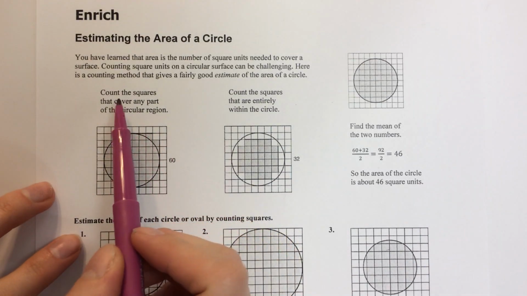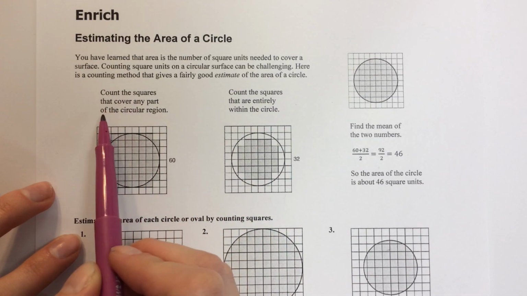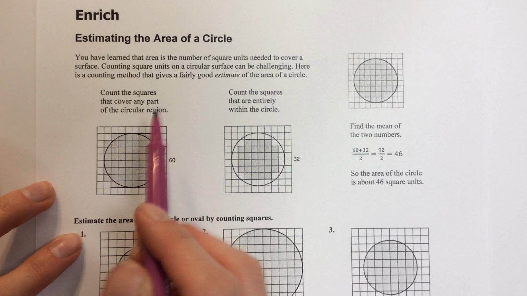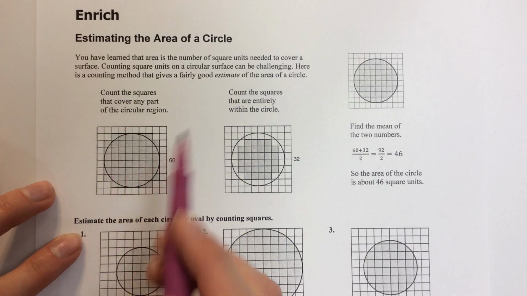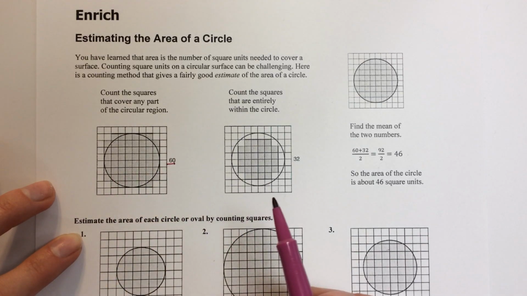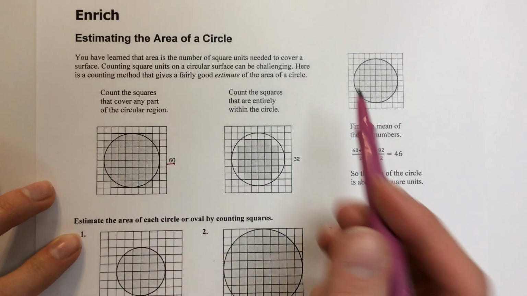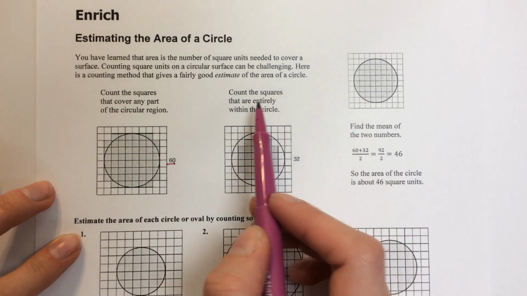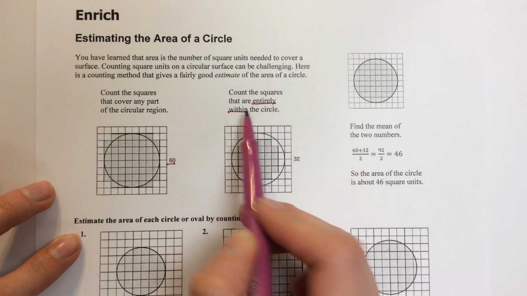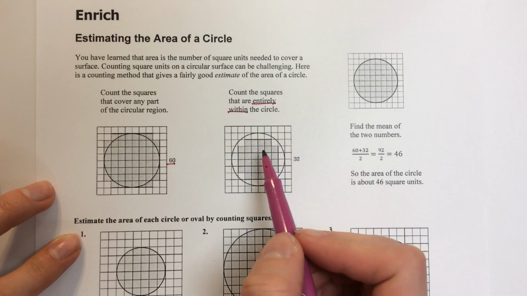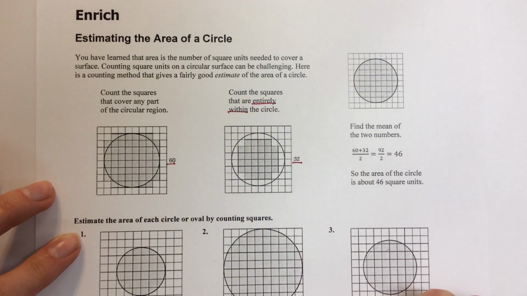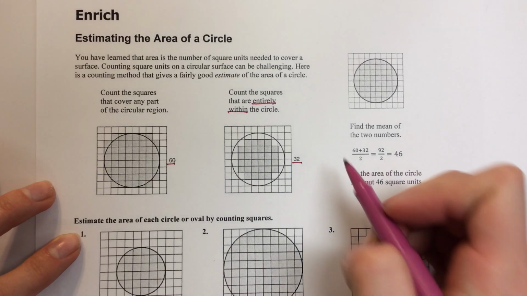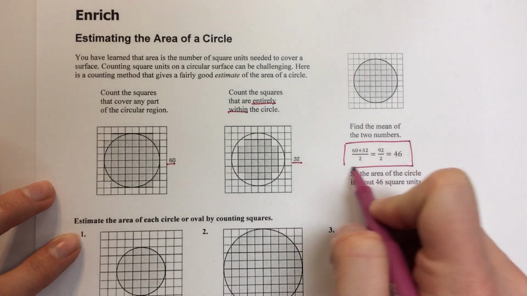So here's what they do: they count the squares that cover any part of the circular region. Okay, so here are the squares that are on the edge and inside of the circles. Everybody see that? How many did they find? 60. Then they said count the squares that are entirely within the circle. So no parts go on the outside of the circle. How many did they find? 32.